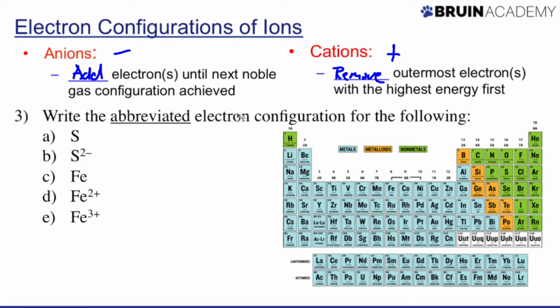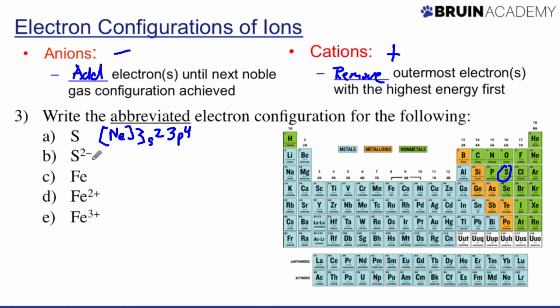So let's start with the abbreviated electron configurations for the following. Let's start with sulfur. This is not an ion, just an atom. So we'll start by looking at where sulfur is. We've got to find sulfur. Sulfur is right here. The abbreviated electron configuration is going to be neon 3s2, and then 3p4. That's of the neutral element.